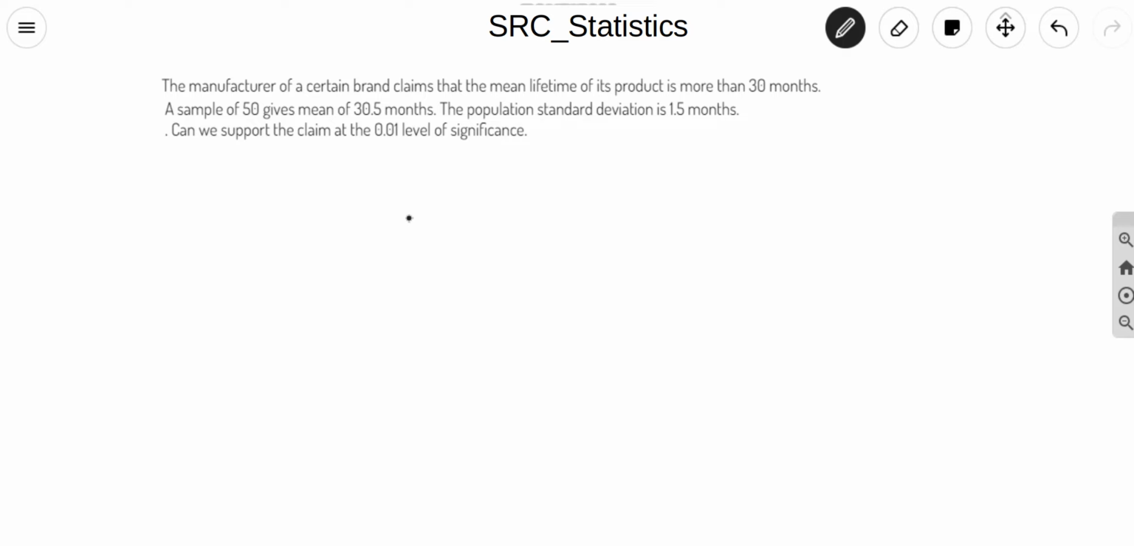The manufacturer of a certain brand claims that the mean lifetime of its product is more than 30 months. A sample of 50 gives a mean of 30.5 months. Population standard deviation is 1.5 months. Can we support the claim at 0.01 level of significance, that is 1% level of significance?